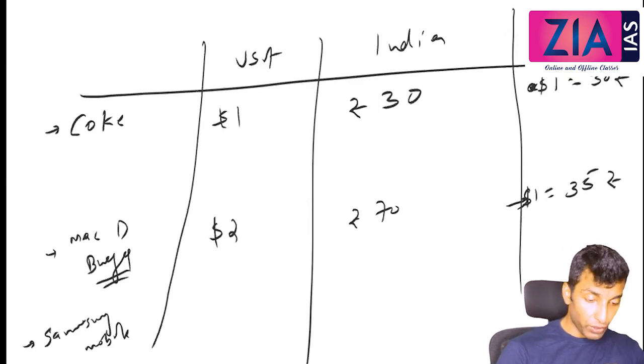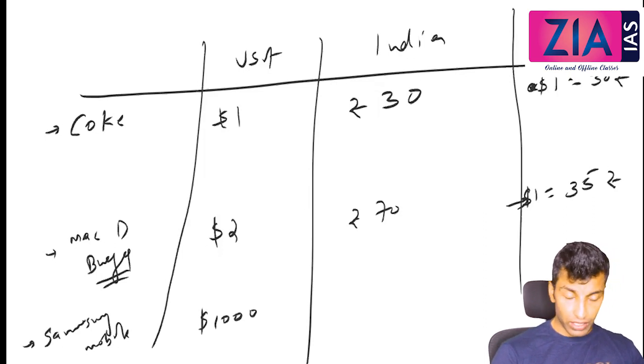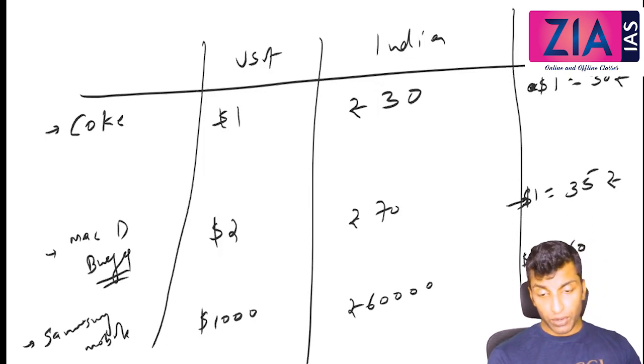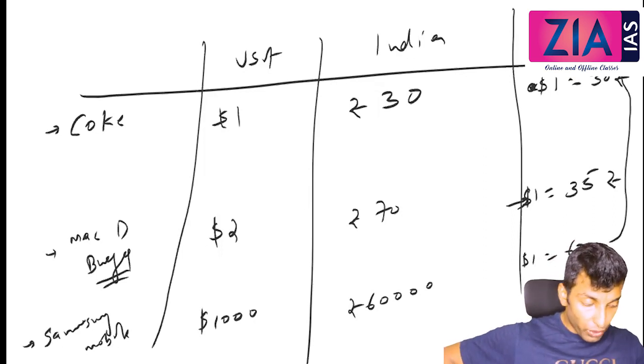So what about Samsung phone? Let's say this is $1000. Now here in India, what is the S10 price? It is around 60,000, right? So what is the cost now here? $1 equal to 60. See, when you compare different things, different ranges you will get, but ultimately what we are going to take.